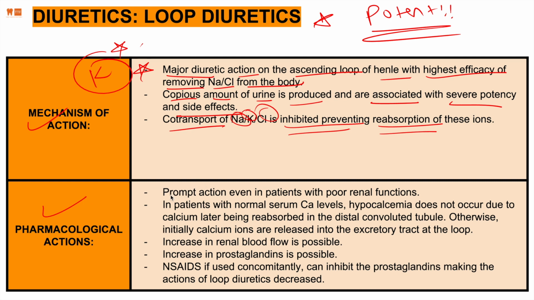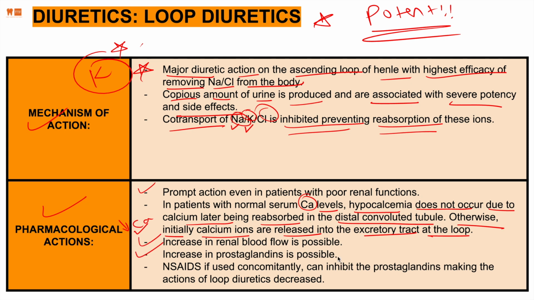Pharmacologically, it promotes action even in patients with poor renal function. In patients with normal serum calcium levels, hypocalcemia does not occur due to calcium later being reabsorbed in the distal convoluted tubule. Otherwise, initially, calcium ions are released into the excretory tract at the loop. So it gets rid of calcium as well. So now what do we have? Just as a pointer, we have hyponatremia, hypokalemia, hypocalcemia.